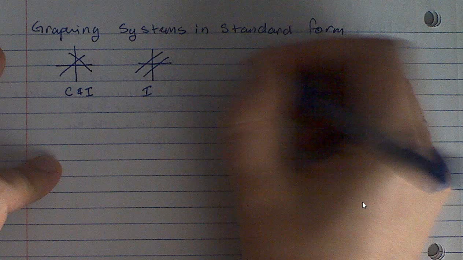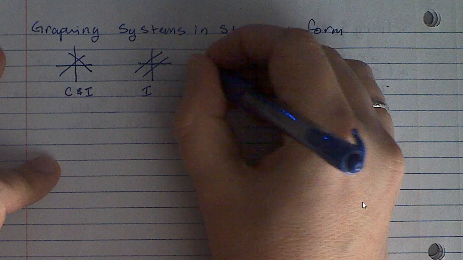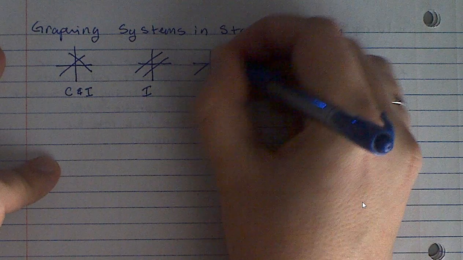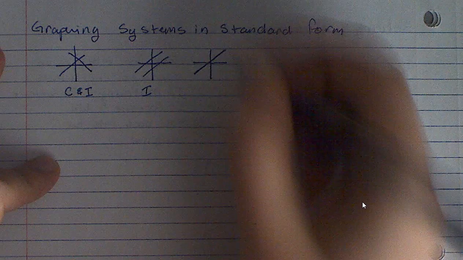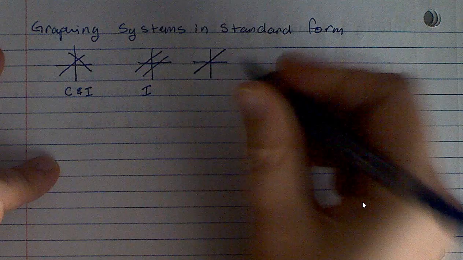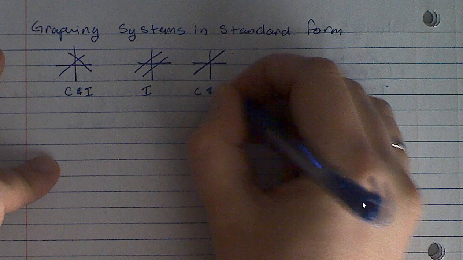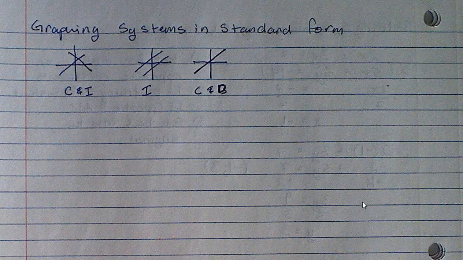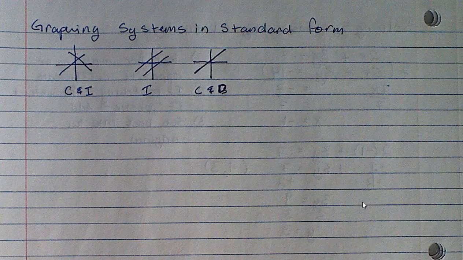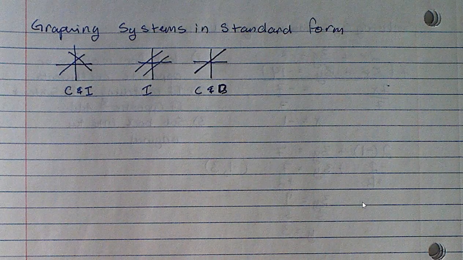Or there was that third option I told you guys, where when you graph the two lines, they could end up being the exact same line. And I said that this option is called consistent and dependent. That's a D, not a B, sorry. For some reason I wanted to write a B this morning. Yeah, that's supposed to be a D as in dog.